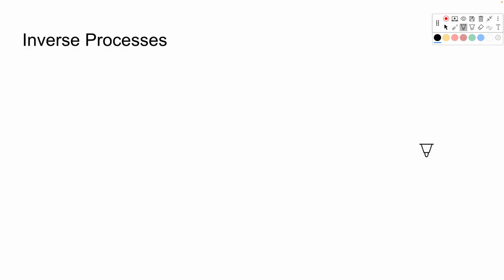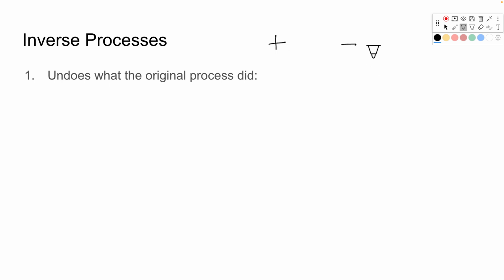Okay, so the inverse process. Math is filled with inverse processes. It undoes what the original does. If I go with addition, what is its inverse process? Subtraction. We've been doing that. If I add 5 and then I subtract 5, I get back to where I started, right? And the inverse of subtraction is addition. So they're like pairs that work with each other. If I multiply, what is my inverse?